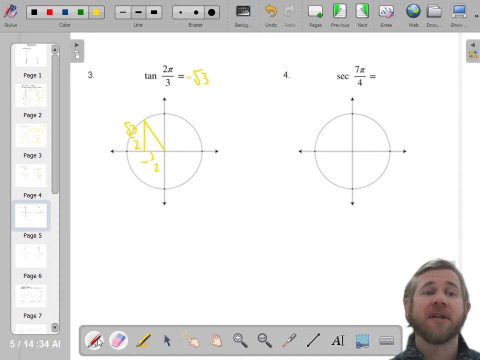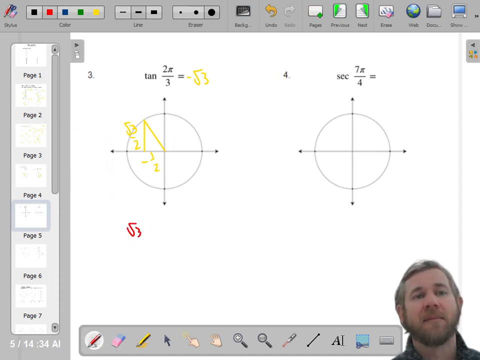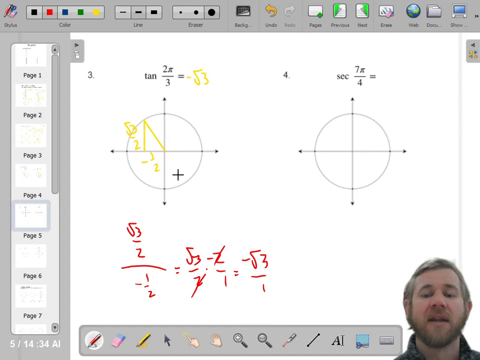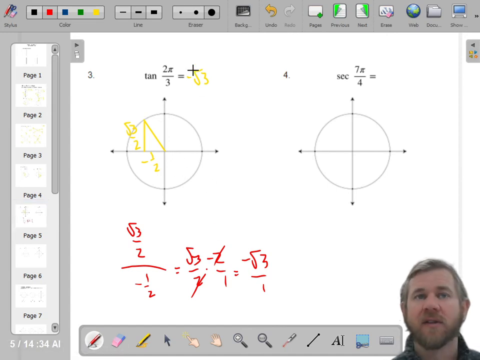Or you can copy, change, flip. It's just annoying. So opposite over adjacent would be radical 3 over 2 times the reciprocal. It is still negative. Those will cancel out, and you get negative radical 3 over 1. So the easy way to do that, since you're going to do it every day, is remember that the tangent of a 60-degree reference angle is radical 3.